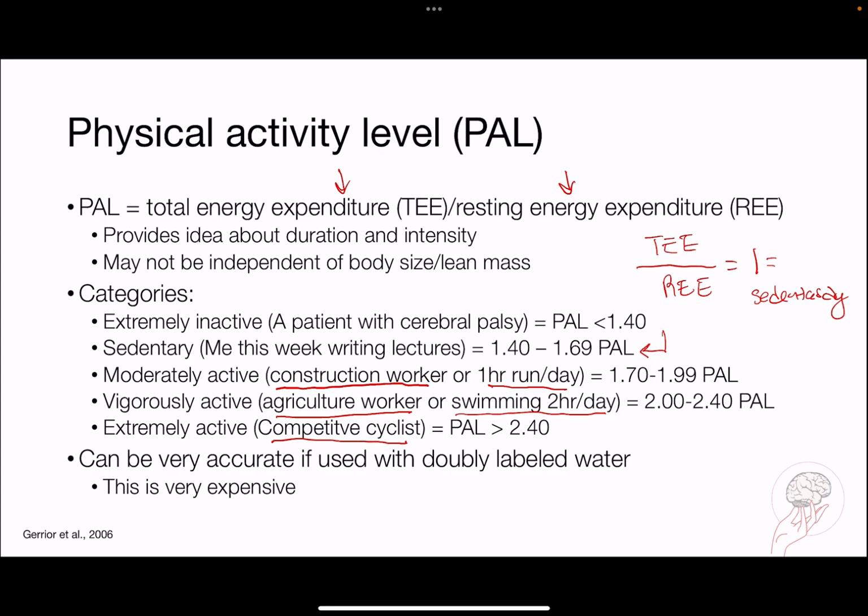And this can be very accurate if you use doubly labeled water. So again, you'd need doubly labeled water for the total energy expenditure, and think about how you would measure resting energy expenditure.